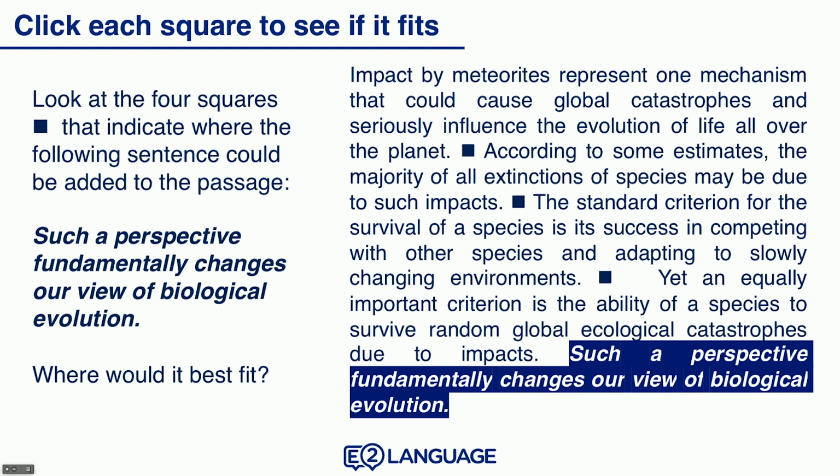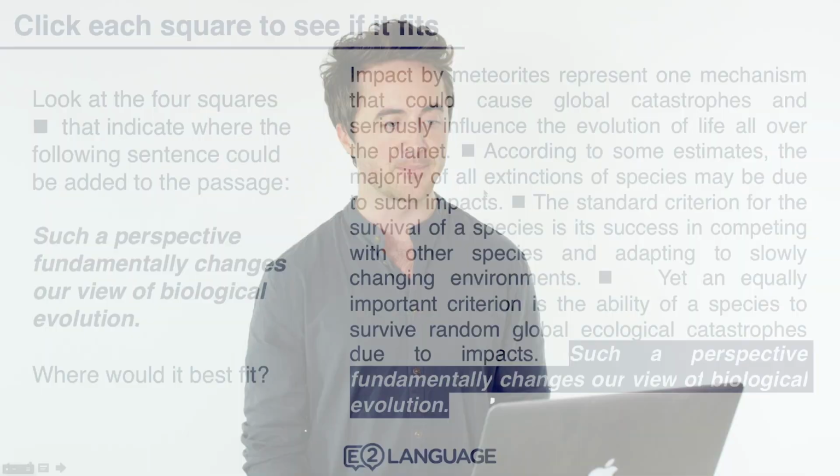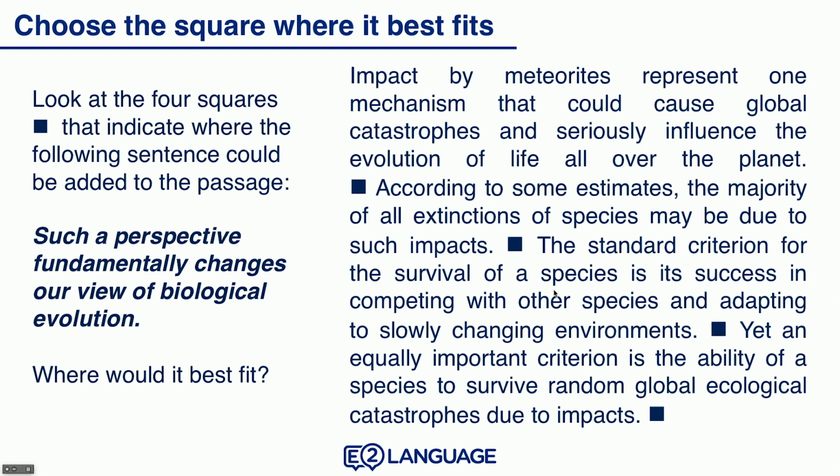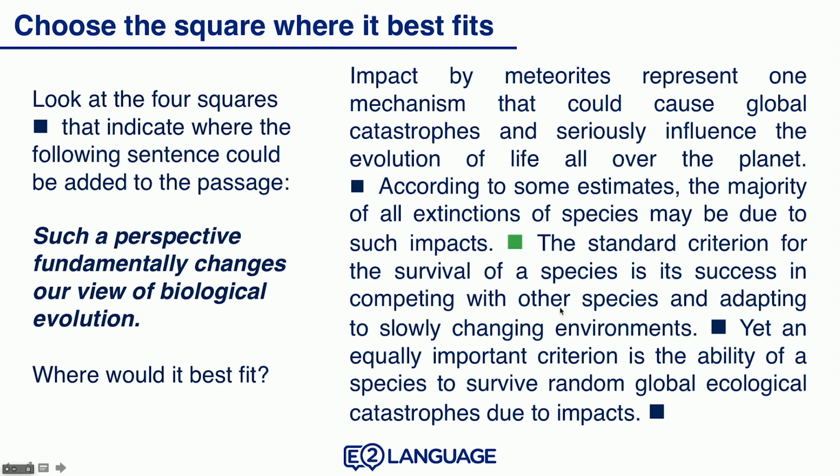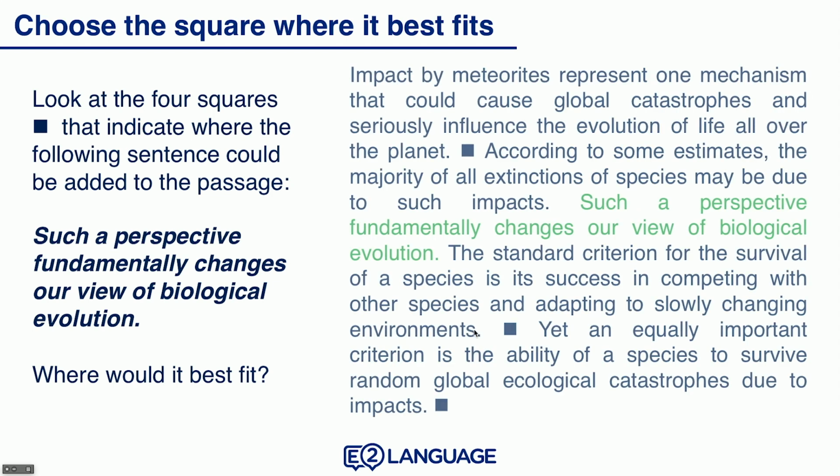Yet an equally important criterion is the ability of a species to survive random global ecological catastrophes due to impacts. Such a perspective fundamentally changes our view of biological evolution. Again, it doesn't quite work. So, now we need to choose the square where it best fits. And I kind of gave you a little hint there. I think it best fits here. So let's try that. Let's put in the sentence.